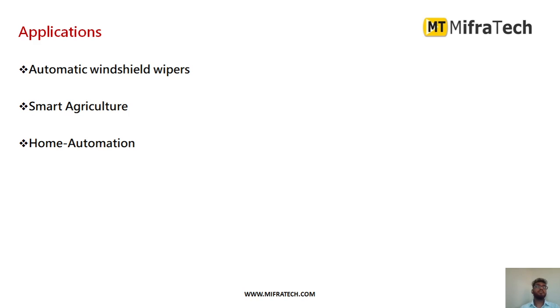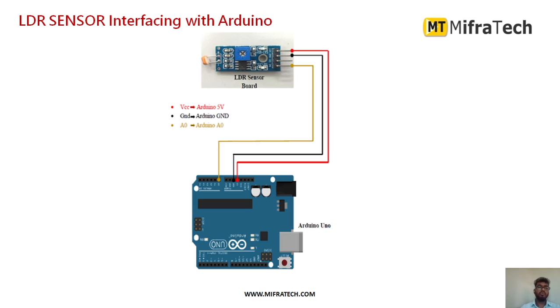In those purposes, you can make use of this LDR sensor. Depending on the sensor values, you can control any street lights or any home automation lights. You can control any different purposes. So next we'll see how to interface this LDR sensor with Arduino, and we'll write a program, and we'll see how the output will look like.